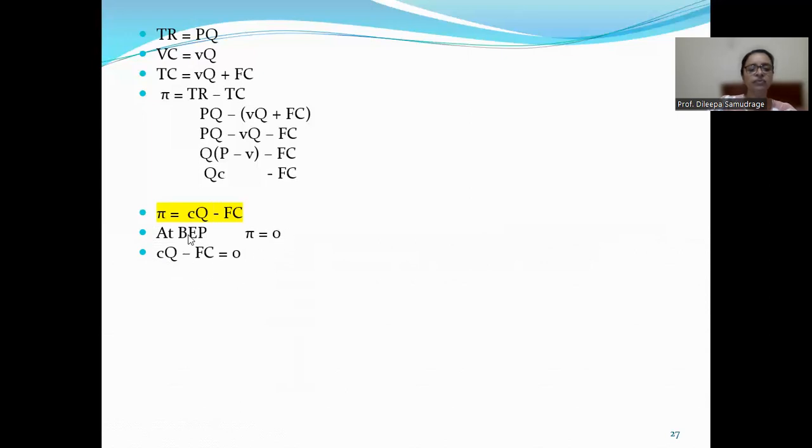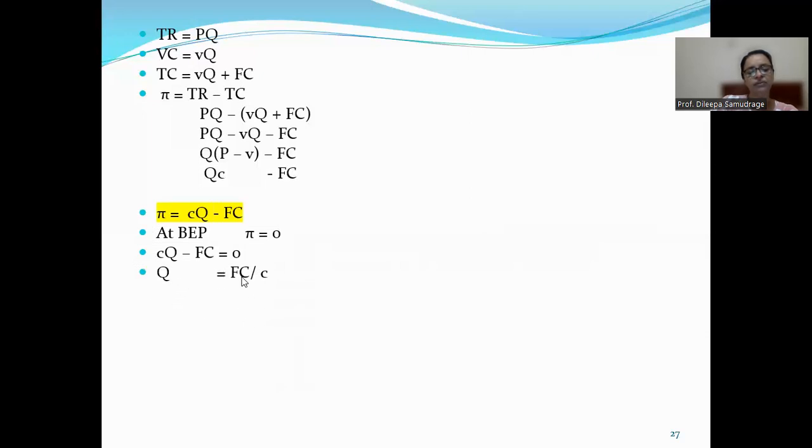So now we are going to find out break-even point in units. If you want to find units, in this equation, which letter do you have to keep? To find units, you have to keep Q here, right? So keep Q here and take the other things to the other side. So FC becomes plus, and this one you have to divide. So this is your break-even point.